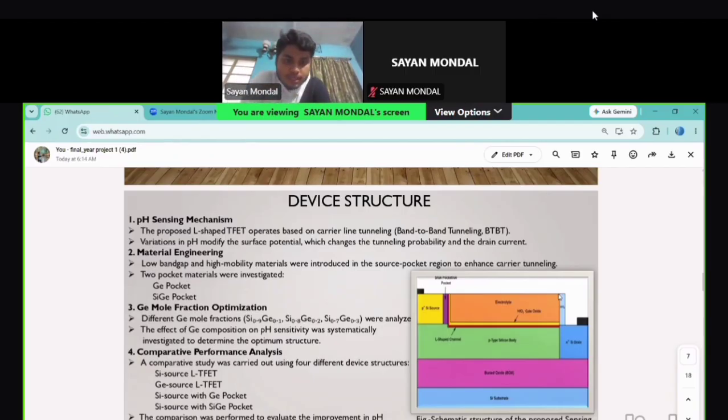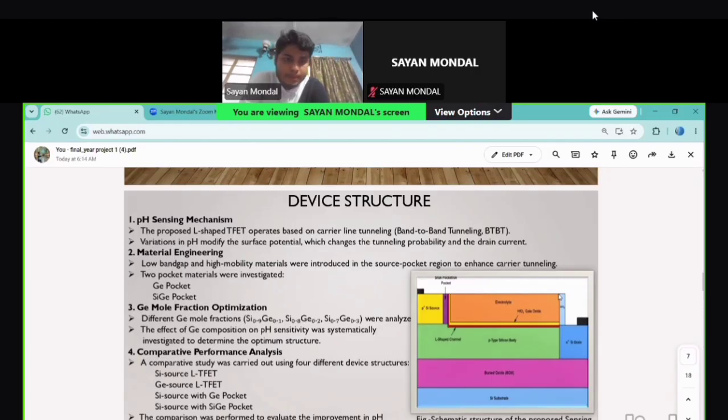Okay, then this portion is the electrolyte. That upper portion is the electrolyte portion, and because the electrolyte is placed directly above the gate oxide, when the pH value changes, the ion concentration in the electrolyte also changes. This modifies the surface potential at the gate oxide-electrolyte interface, which changes the tunneling probability and consequently the drain current. This change in electrical characteristics is used to detect the pH value.